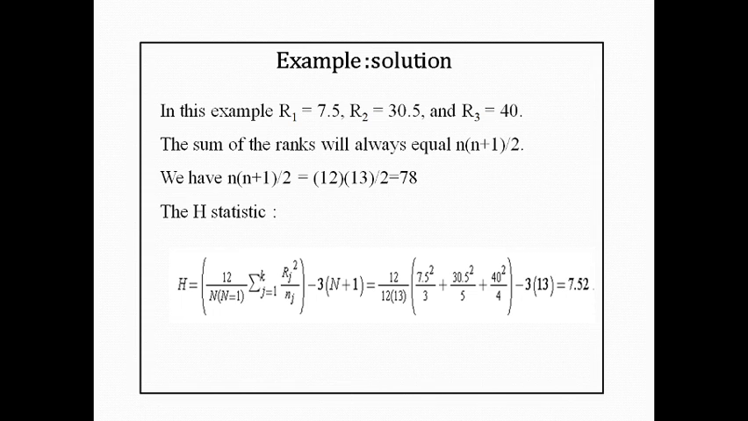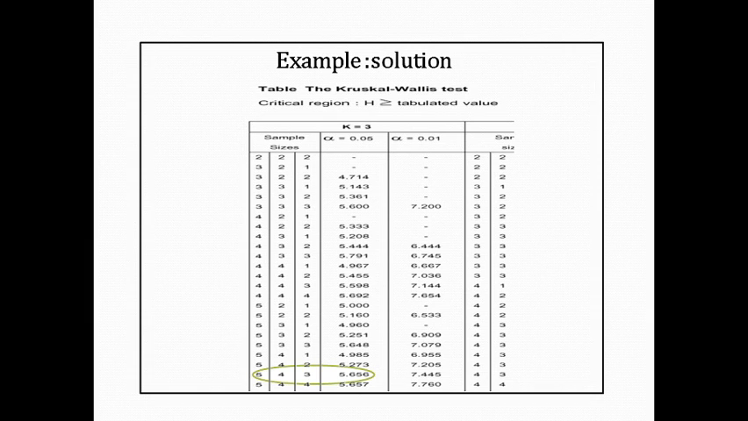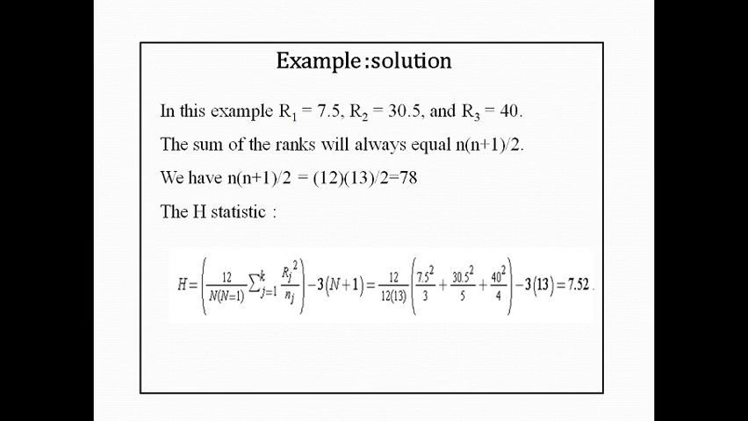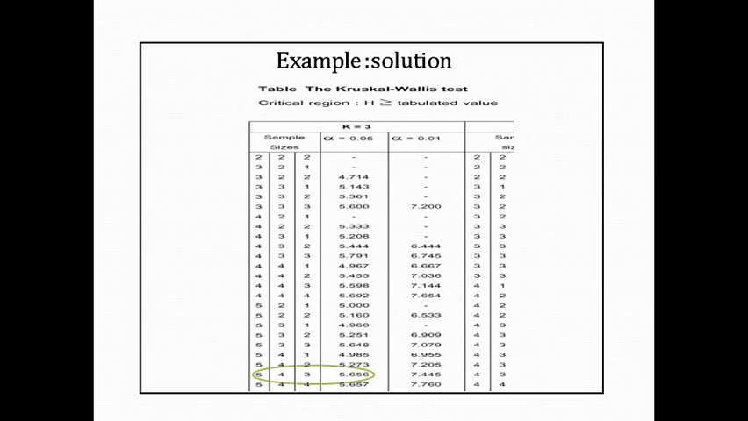So that means we reject the null hypothesis. Our result shows there is a significant difference between these three treatments. That means the drug effect is present. So this is just an example of the Kruskal-Wallis test. This is just a numerical example.